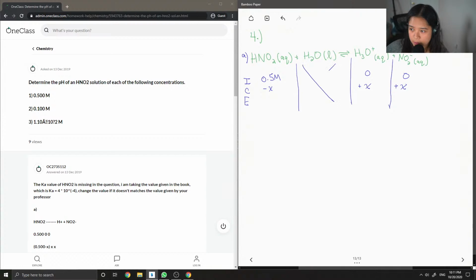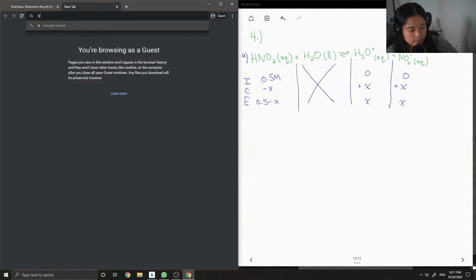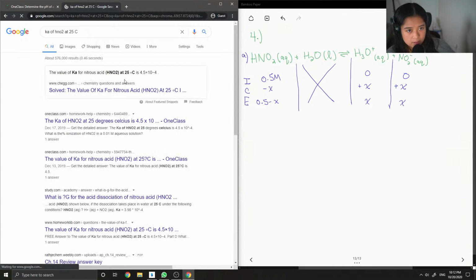So we aren't taking into account the water since it is a liquid. And then lastly, in the E row, you get 0.5 minus x. And then these two are just going to equal x. So now I'm just going to look up the Ka of HNO2 at 25 degrees Celsius.